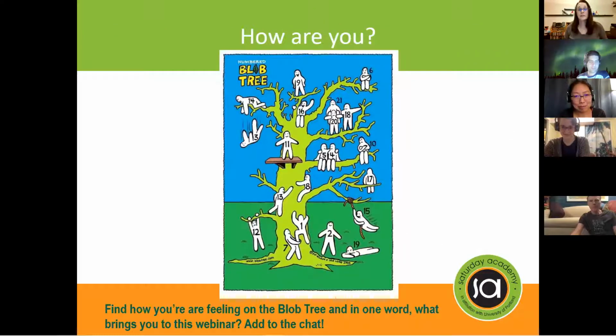All right, so now I want to check in with you guys. I was in a different webinar a few weeks ago, and they had this icebreaker, and I thought it was really creative, so I thought I would share it with you all. This is a blob tree, and it has several blobby people on it that are numbered. As you can see, they're all feeling and doing different things. If I were going to let you know how I was feeling on the blob tree, I think I would have to pick way more than just one number.